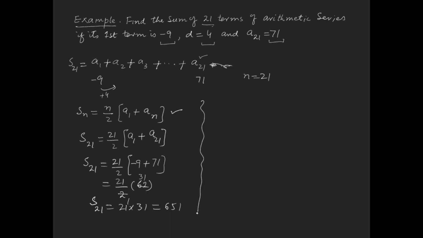Now we can do it another way, because we are given the first term, that is a1 equals minus 9, and n is 21 and d is 4. So the requirement is complete and this is another formula. So you can do this sum either by this method or by this method. So you have two options.